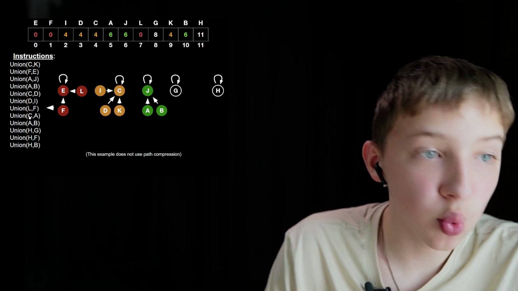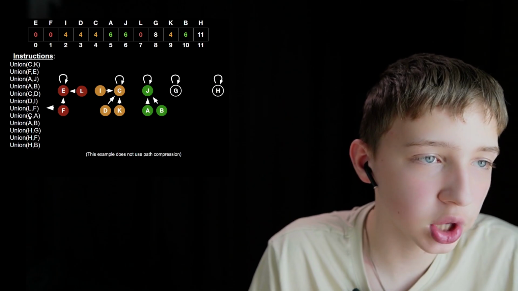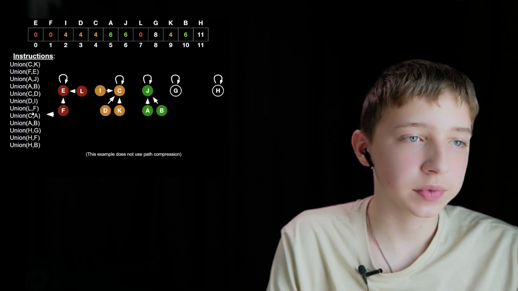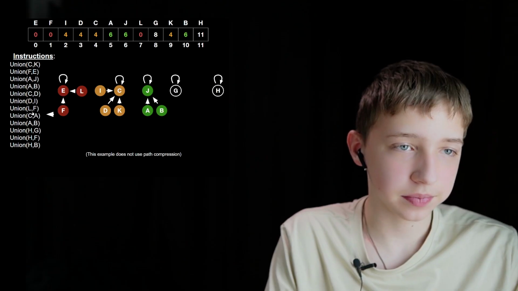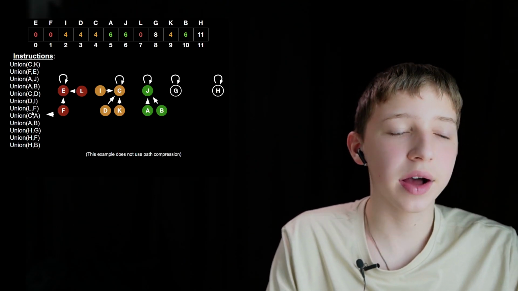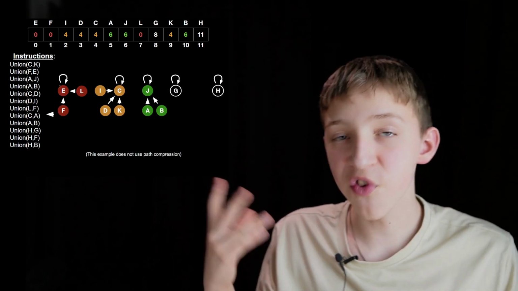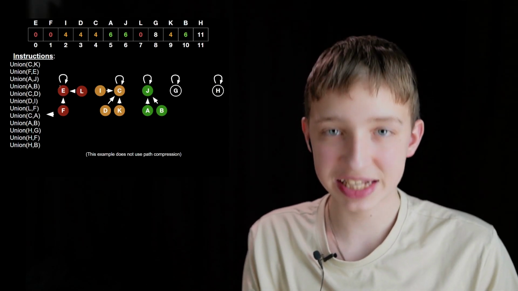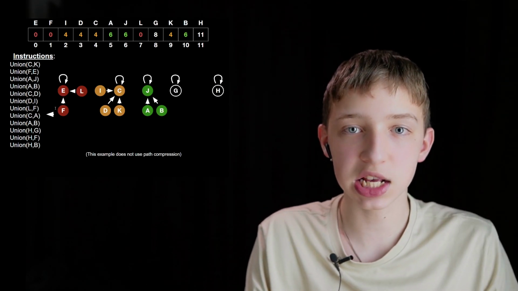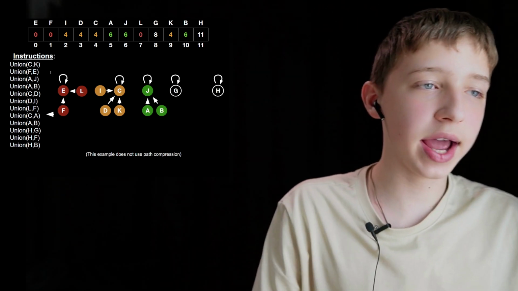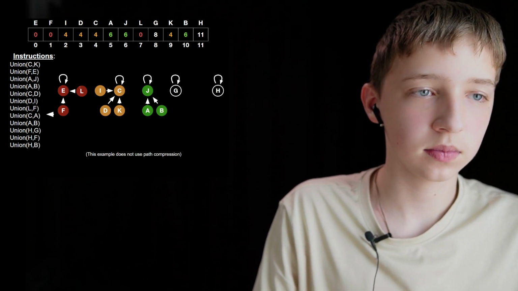So the next instruction we want to perform is to union C and A. That's also an interesting example, because if we find, for example, the root node of C, that is C, because C is a self-rooted node.